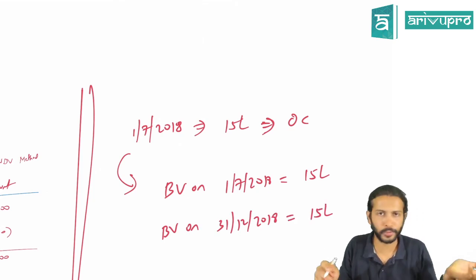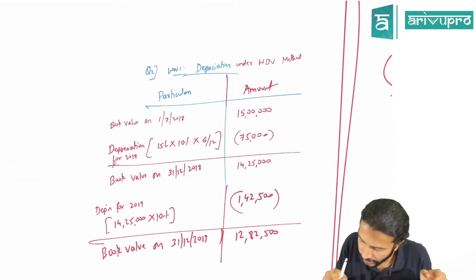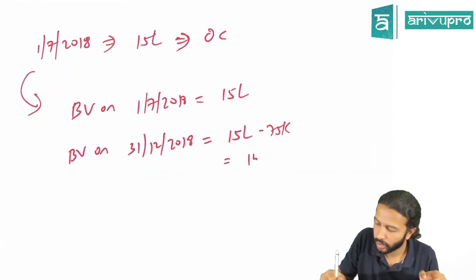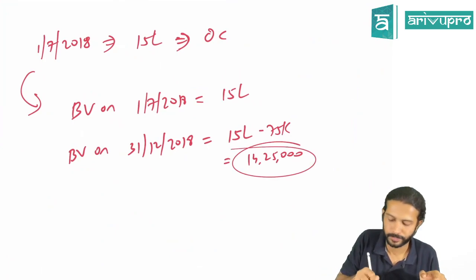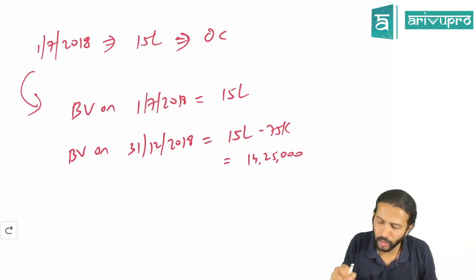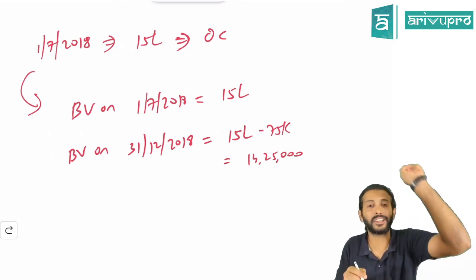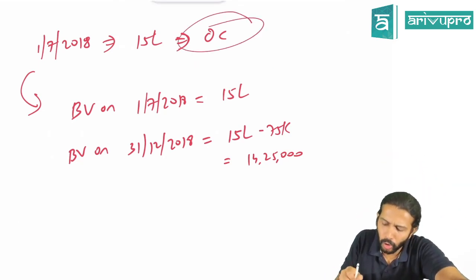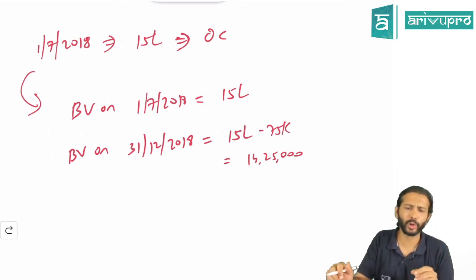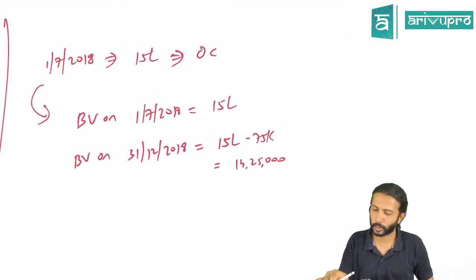What is the book value on 31st December 2018? You bought it for 15 lakh rupees. First year you deducted depreciation of 75,000. That means the book value is 14 lakh 25,000. So book value and original cost will not be the same. On the day you buy the asset, book value and original cost will be the same. Afterwards, book value will go on reducing because you charge depreciation. Now is it clear?